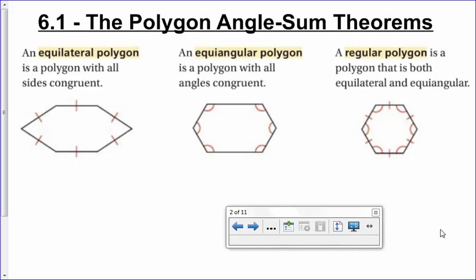We've talked about equilateral triangles and equiangular triangles. Well, now we're going to be talking about the same thing, but with polygons. An equilateral polygon is one where all the sides are congruent. Equiangular, hence the angular, means all of the angles are congruent. And then the really important term here is regular, which means both equilateral and equiangular. So when something is regular, everything is equal, sides and angles. That's important when we talk about these formulas.